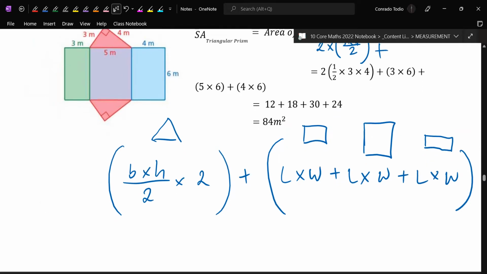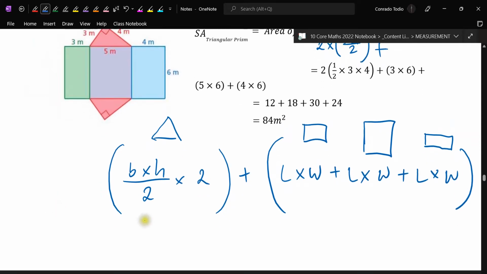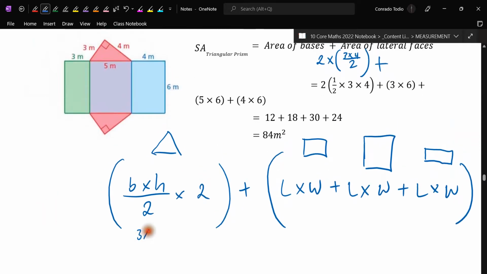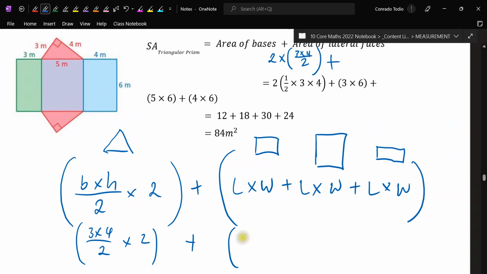So if I was actually to put this in here, it'll be 3 times 4 over 2, times 2, plus 3 by 6 plus 5 by 6 plus 4 by 6. That's how I would use the formula right there.